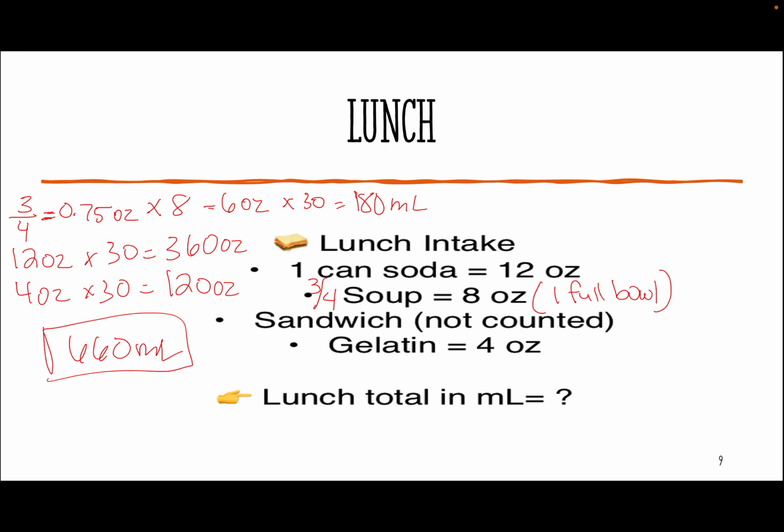Again, if you want to do it the shorter way and just add up all of your ounces, you're going to do 6 ounces, because remember, this is how much they really ate of the soup. So 6 ounces plus your 12 ounces plus your 4 ounces, and that'll give you 22. So 22 ounces times 30 equals 660. So we're still getting the same answer. So either method works. Just remember what you get from that. So now we know lunch was 660.